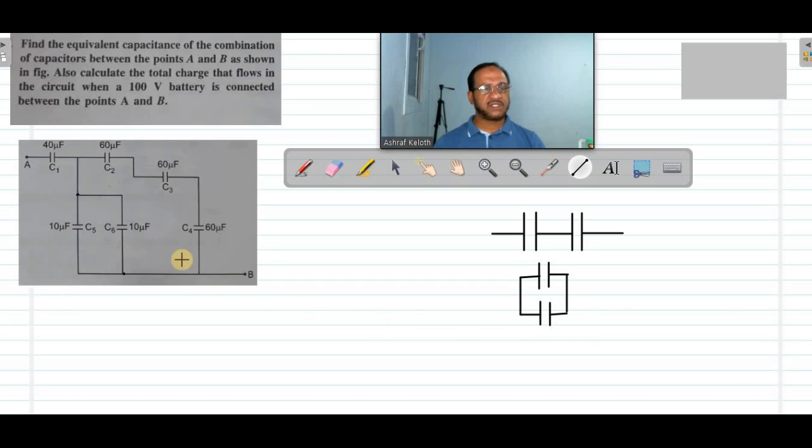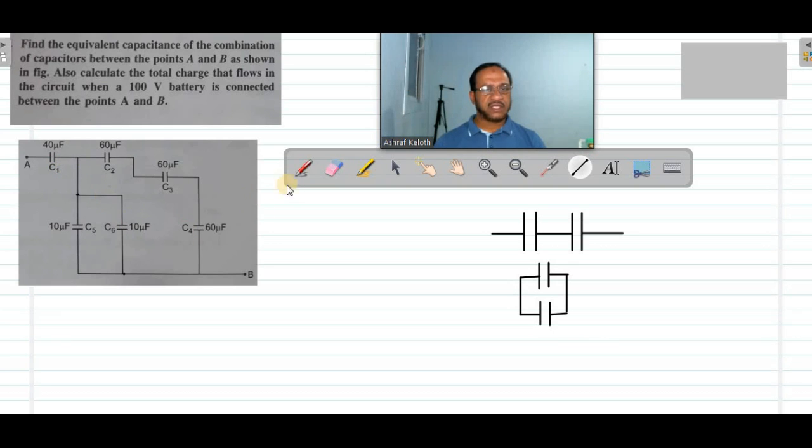So in that way, in C2, C3 and C4, only one plate of each is interconnected. These two are interconnected, these two are interconnected. So these three are series. But here we can see C5 and C6, these two plates are interconnected to this point, and these two are joined at a common point here. So if two plates are connected together, that is parallel. So these two are parallel. C2, C3, C4 are series, then their equivalent capacitance will be in parallel with C5 and C6. Then this total will be in series with the first capacitor C1. That is the total network.